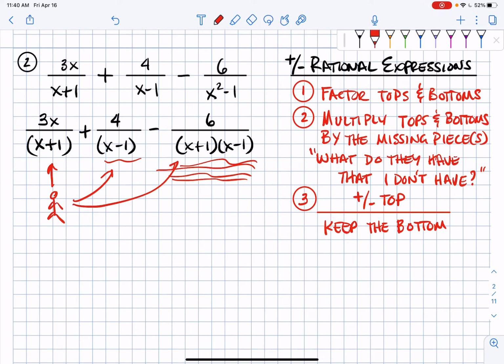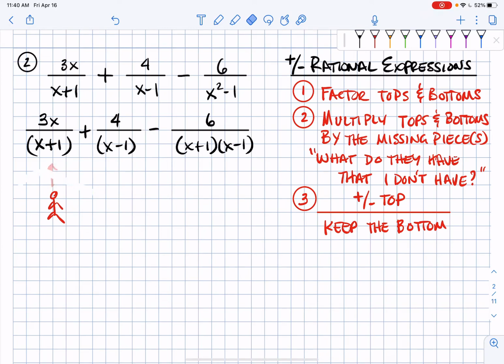So with that being said, this one here needs an x minus 1. The second one needs an x plus 1. Now if you look at it, this has an x plus 1, x minus 1. This has an x minus 1, x plus 1. This has an x plus 1, x minus 1. So they all have the same things.